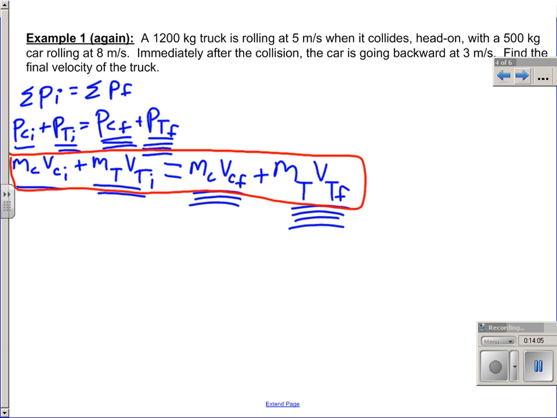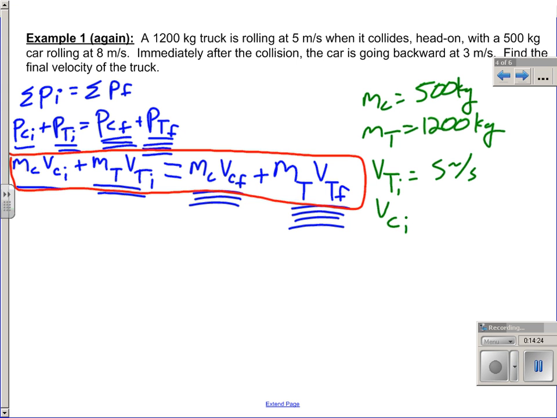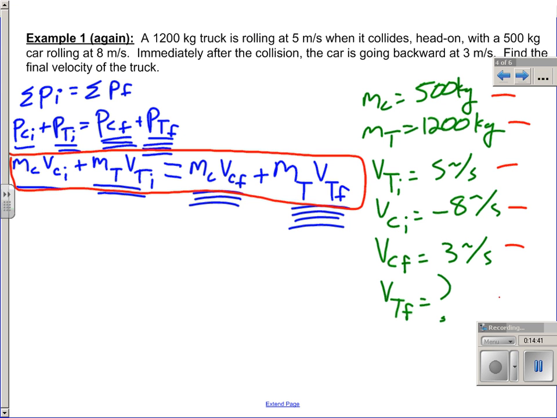All right? So, in this problem, let's take a second to write down what we know. So here's what we know. We know the mass of the car is 500 kilograms. We know the mass of the truck is 1,200 kilograms. We know the velocity of the truck initially was 5 meters a second, and the velocity of the car initially is -8 meters a second. We know the velocity of the car after the collision is 3 meters a second, and we're looking for the velocity of the truck after the collision. So you'll notice there are here 1, 2, 3, 4, 5, 6 variables. We know all of them except for one.